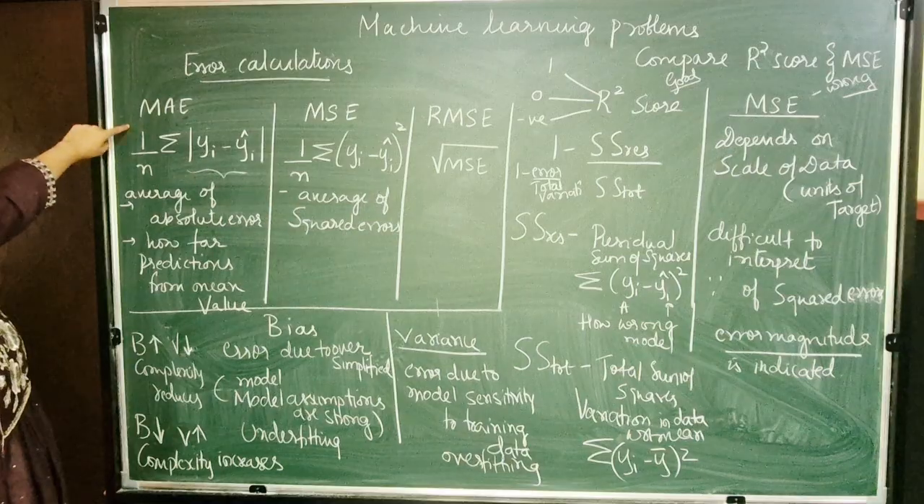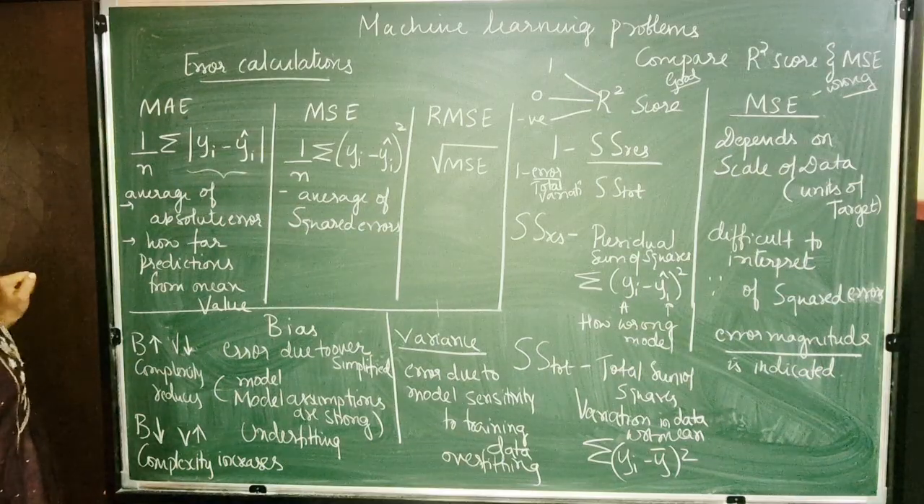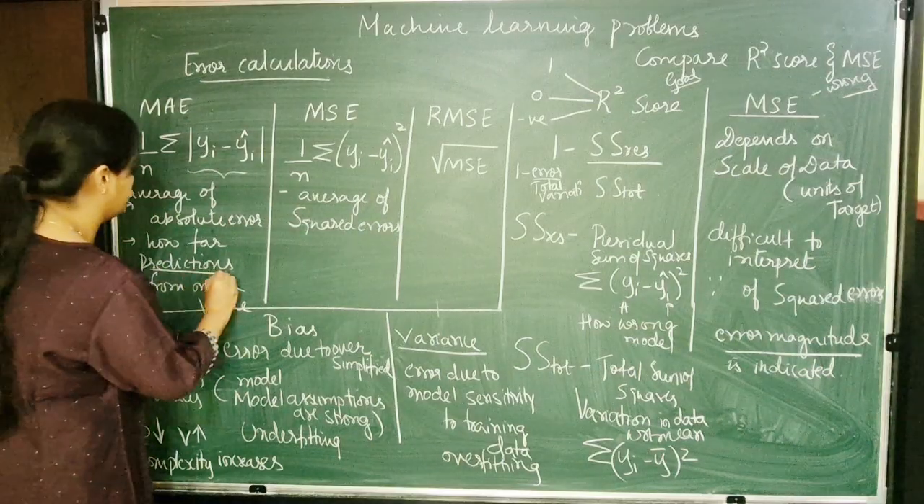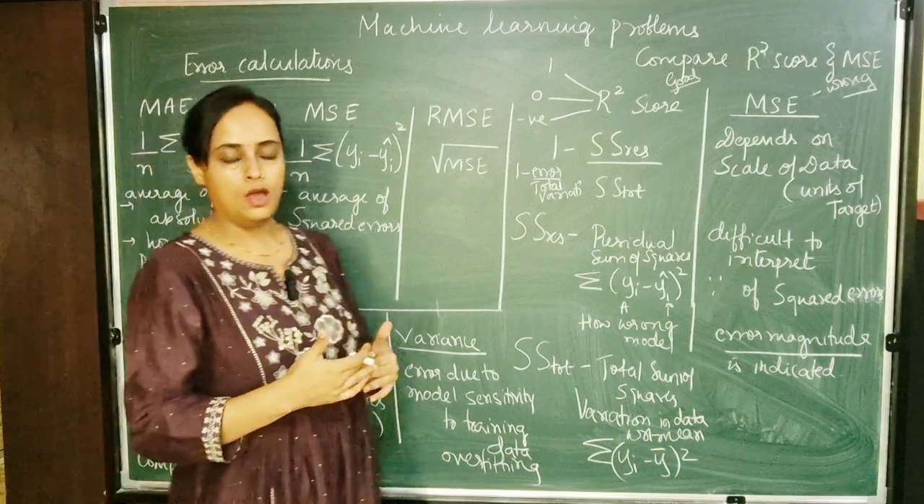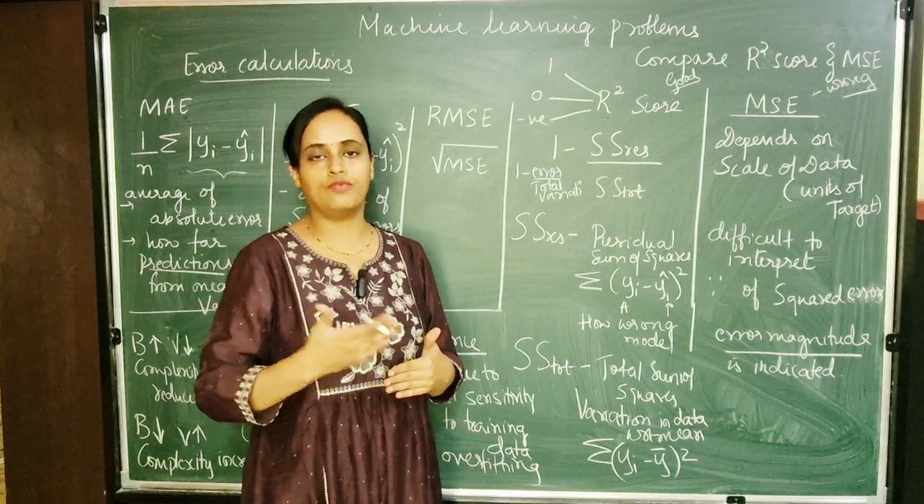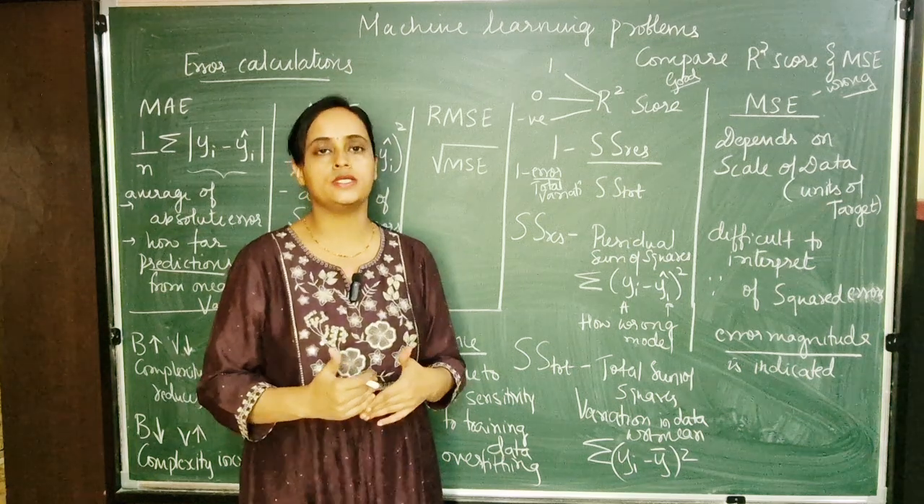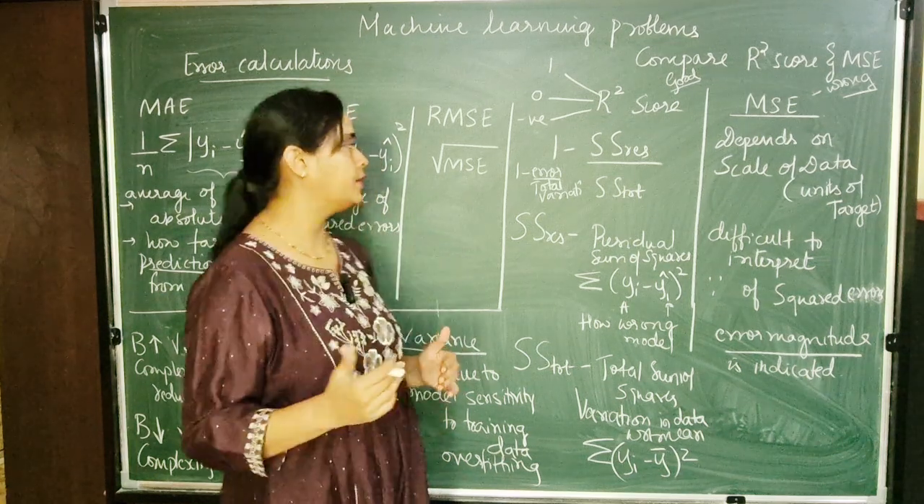What is the importance of mean absolute error is, it indicates how far the predictions are from the mean value. Whatever the predicted value, how far it is away from the mean value. This is indicated by mean absolute error.